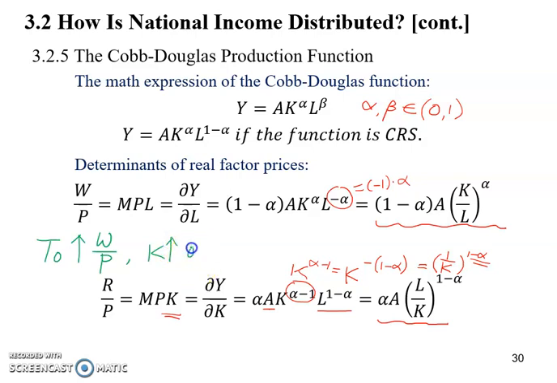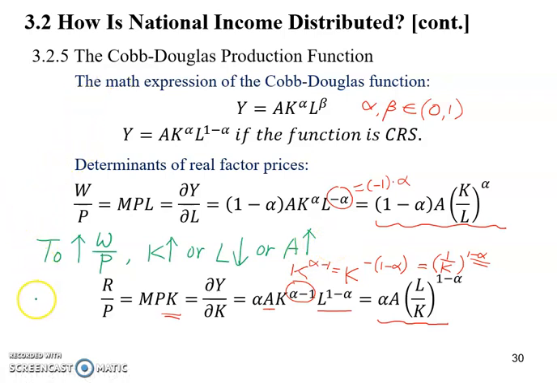Or we could decrease labor, so this ratio would be greater, right? Or we can also increase A, which is the technology, okay? Or of course you can do a combination of these strategies as well, right? So that's how we're going to increase the real wage.